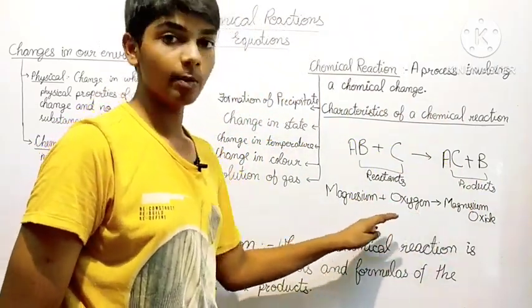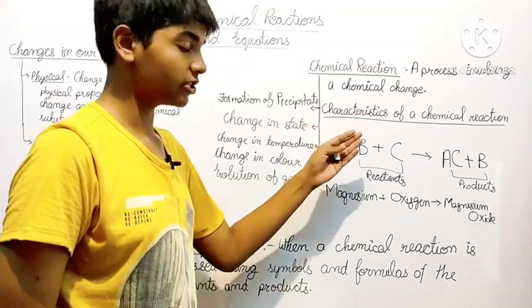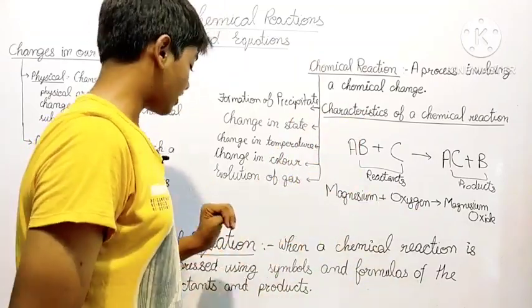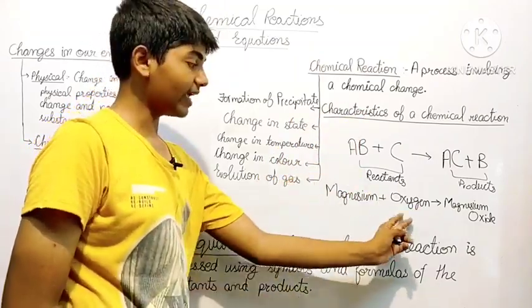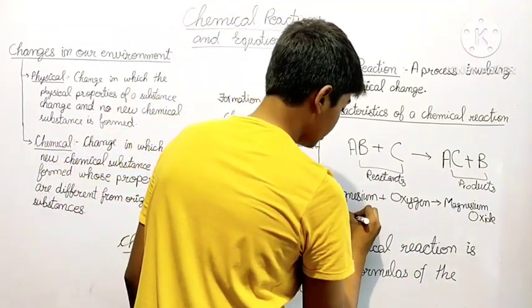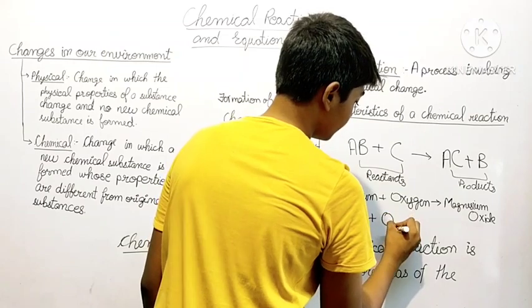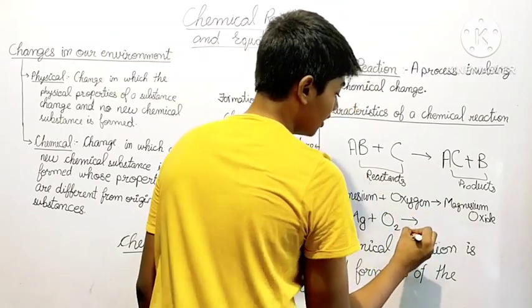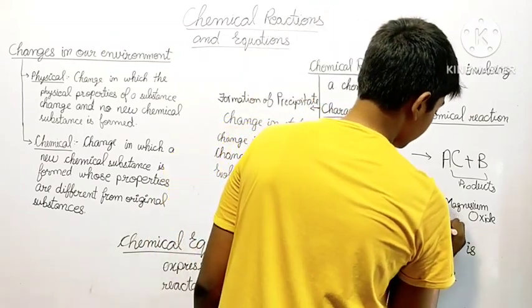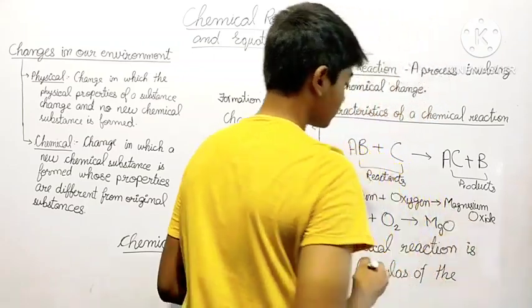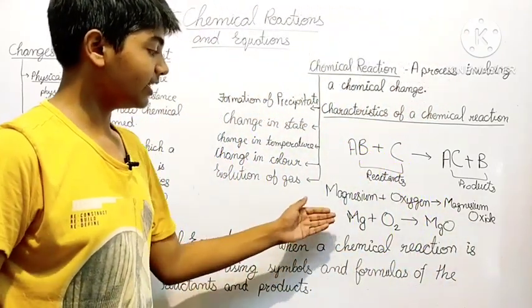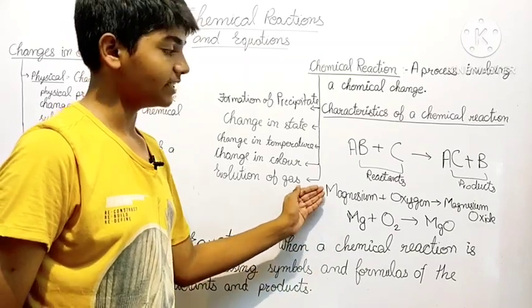This is a word equation because we are representing the reaction using words. So the actual chemical equation of this reaction would be Mg, which is the symbol of magnesium, plus O2, which is the formula of oxygen, which forms MgO, magnesium oxide. So this is the chemical equation of this reaction.